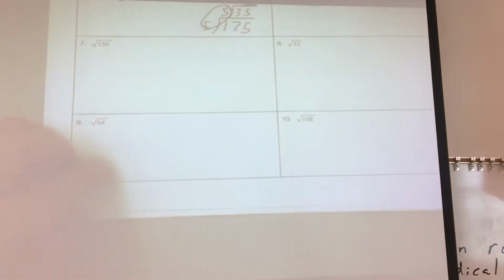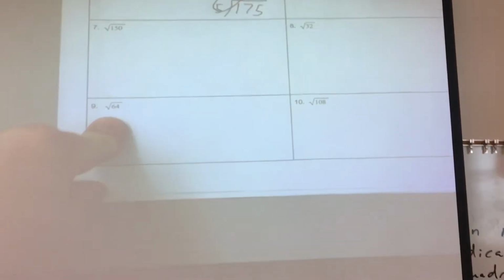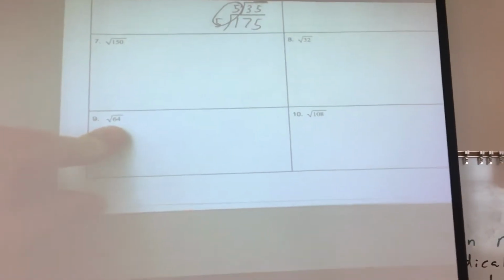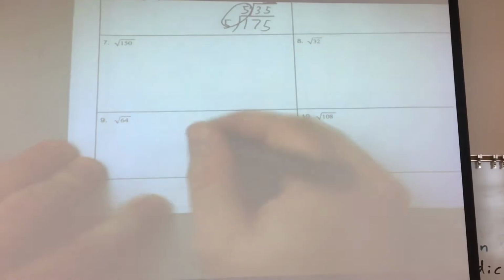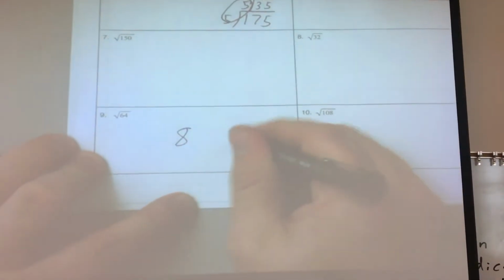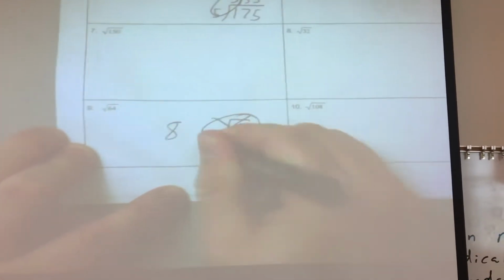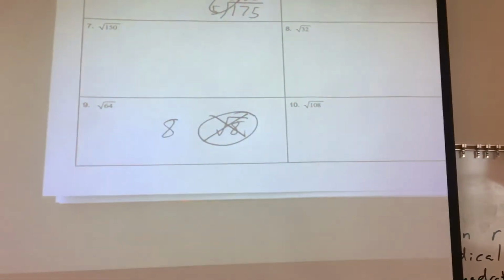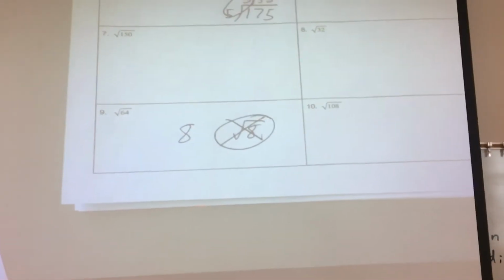The other one that I want to make sure I go over is, I've seen this over and over again. When we have the square root of 64, 64 is a perfect square. The answer is 8. It is not the square root of 8. No, no, no. Just 8. You don't have the radical anymore.